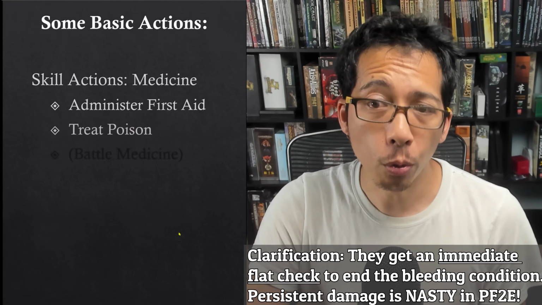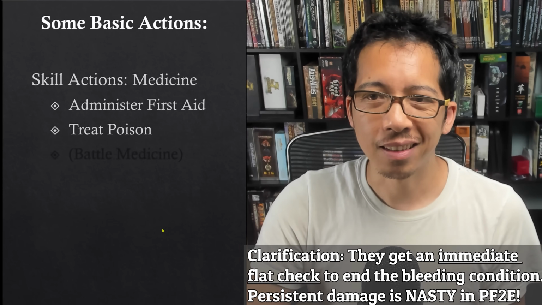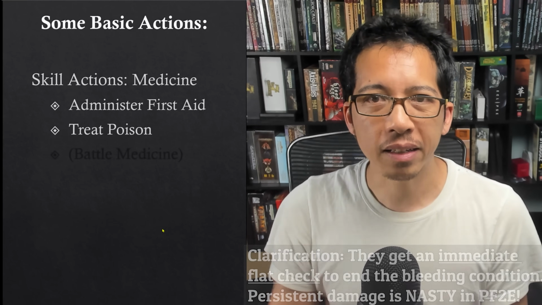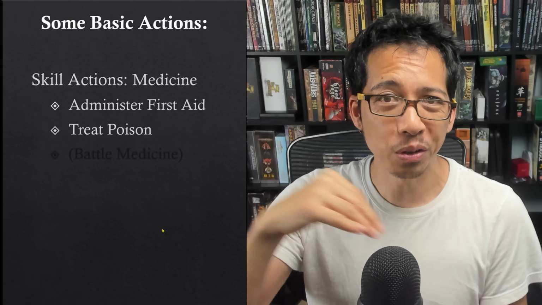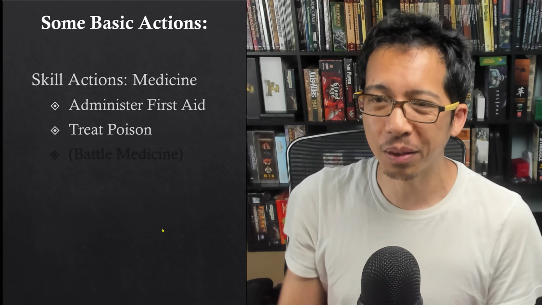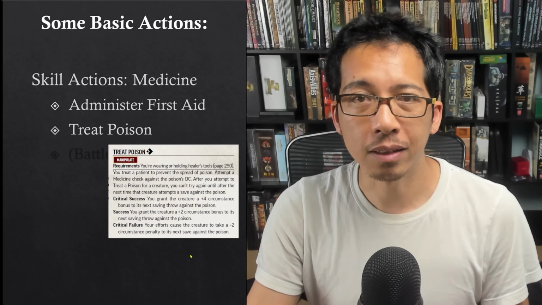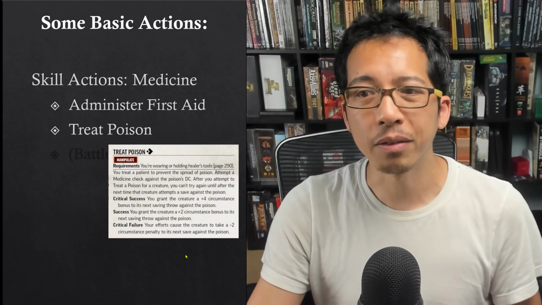Next, you can treat poison. Poison can be nasty in this game. It is a persistent effect and it has stages. It can get worse if you fail your subsequent saving throws. Treat poison will give a significant bonus to the person if you succeed.